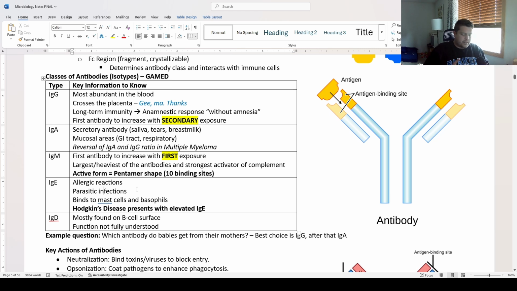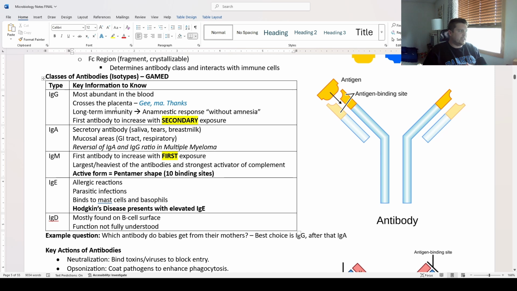And so with pathology and with microbiology, we're going to get questions that give us information like blood draw was done, and this is the specific type of antibody that was found. So IgG, this is the most abundant antibody in the blood. One really cool thing about IgG is that it is one of the only antibodies to cross the placenta.